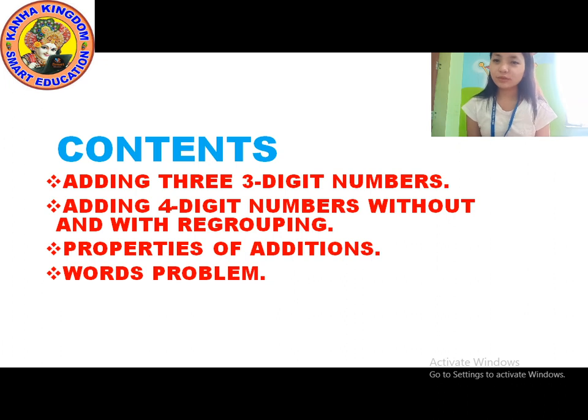In this chapter we are going to learn about adding 3-digit numbers, adding 4-digit numbers without and with regrouping, properties of addition, and word problems.